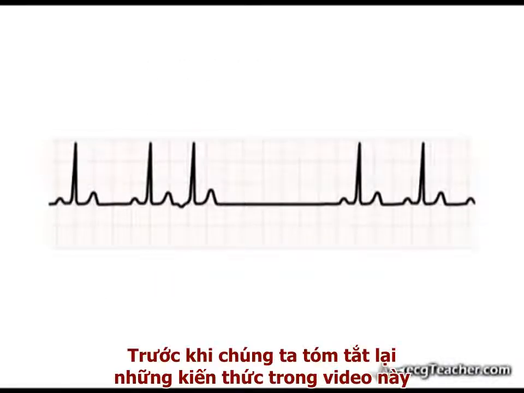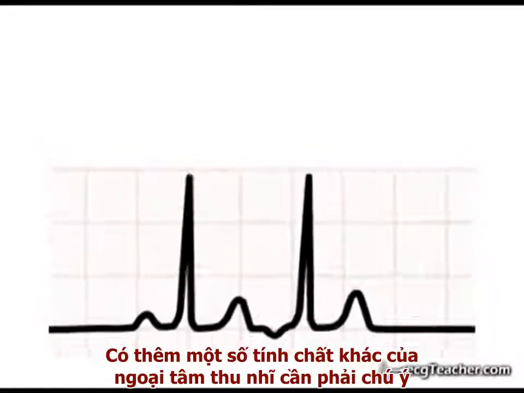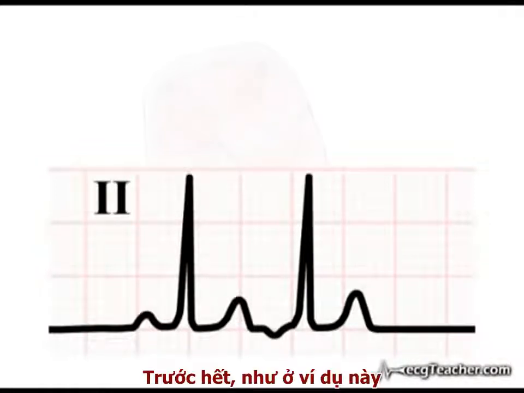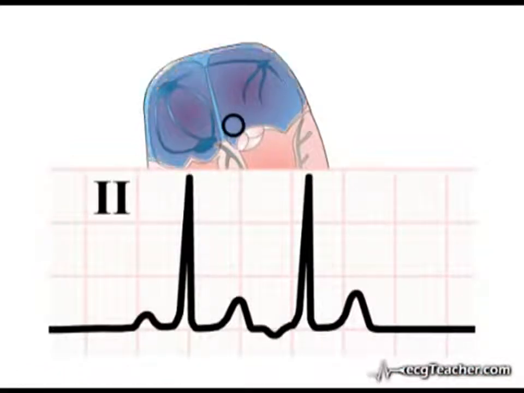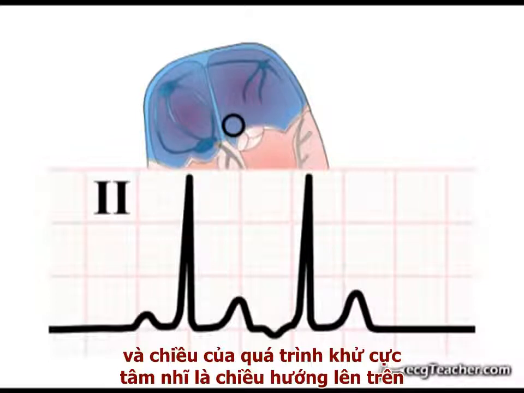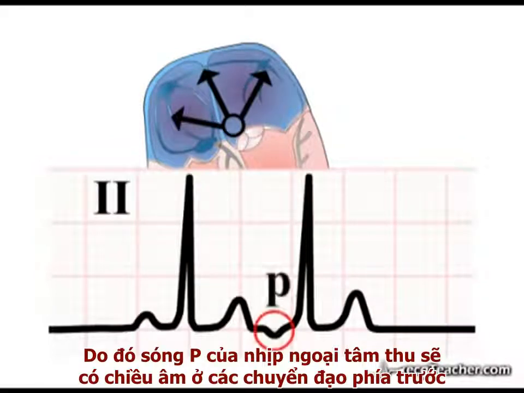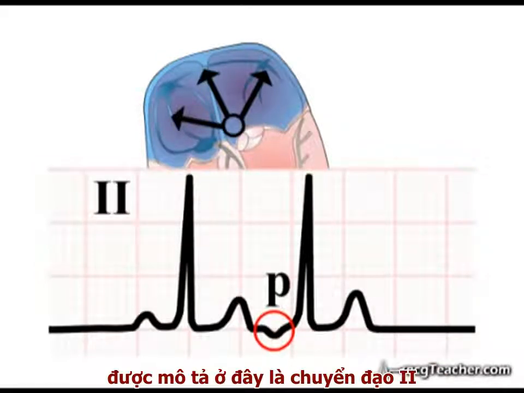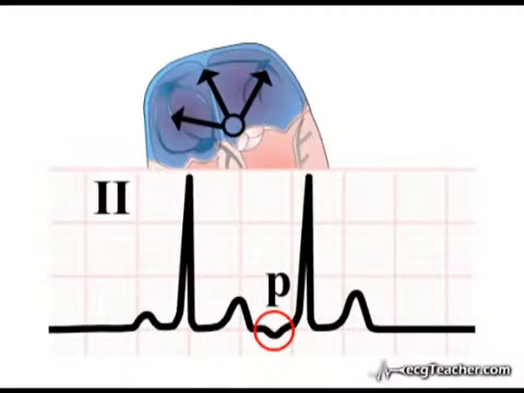Before we summarize the material contained in this video, there are a number of other features of the atrial ectopic worth noting at this point. Firstly, in this particular example, the ectopic discharge has originated low in the atrial cavity, and the bulk of atrial depolarization is spreading upwards. The ectopic P wave is therefore negative in the inferior leads, illustrated here in the rhythm strip, lead 2, reflecting an abnormal P wave axis.